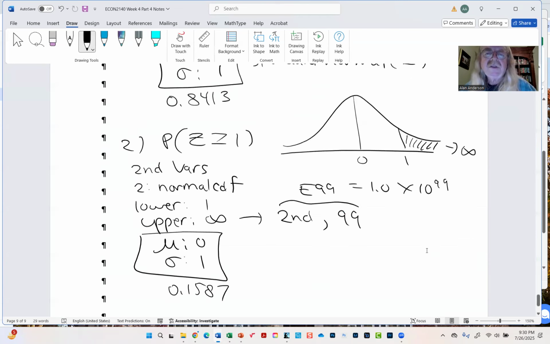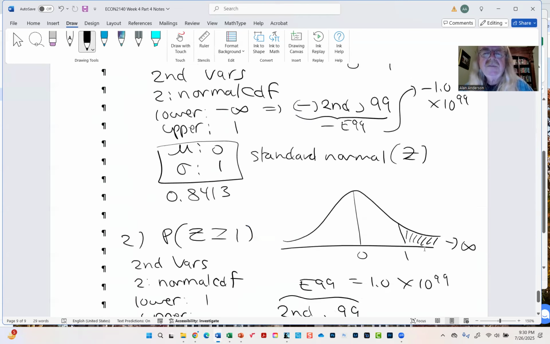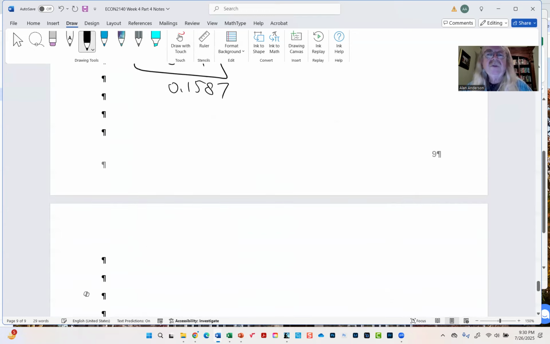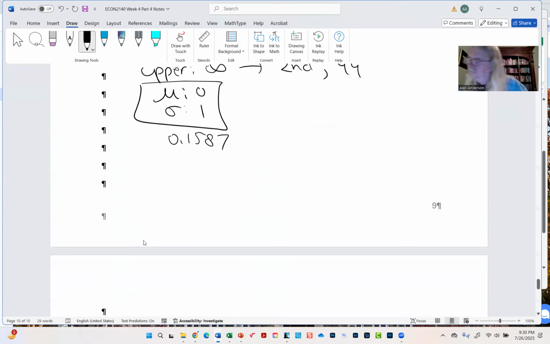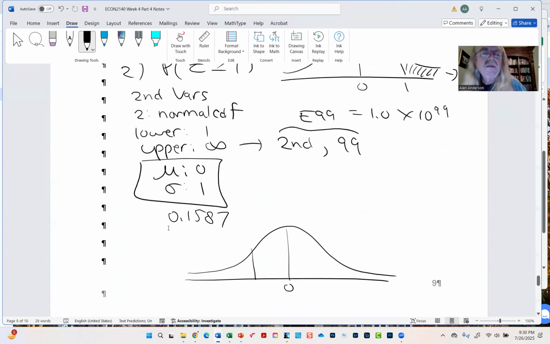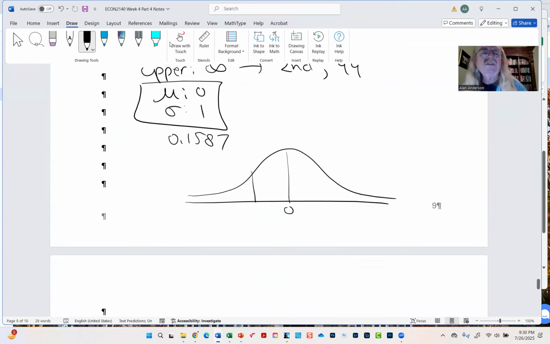Now, if you look carefully, you'll notice we just did 2 probabilities that are related to each other. This is greater than 1. This is less than 1.